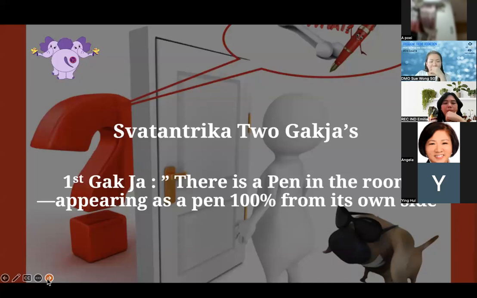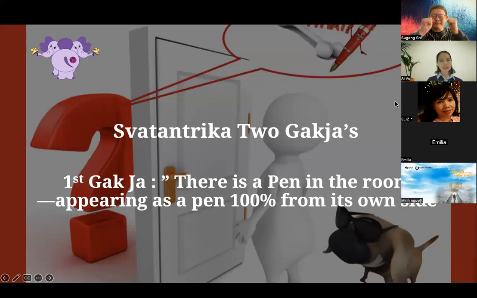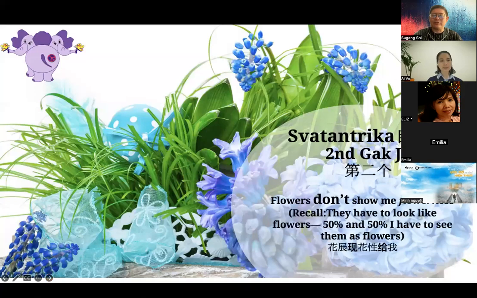Okay, let's go back to Svatantrika again, the independent branch. So there is a pen in the room, appearing as a pen 100% from its side. Remember, instead of 50-50, the gacha is 100 and 0. This is the gacha, right? Of course, the second gacha is the example, the flower. Instead of 50% where the flower appears as a flower and I look at it as a flower, we say that the flower is 100% there without us looking at it. This is the second gacha.